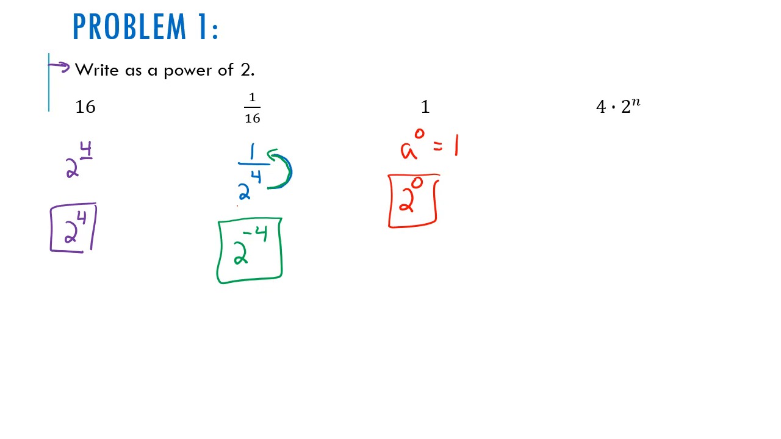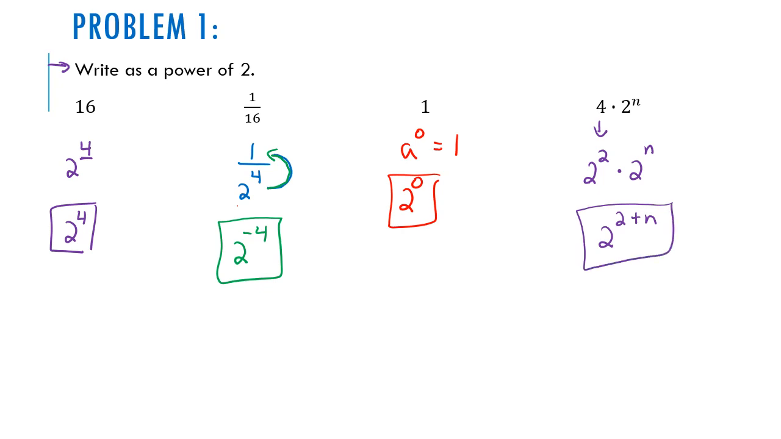And then our last one here, we have 4 times 2 to the n. We can rewrite 4 as 2 squared. And then we can use our laws of exponents to say since the bases are the same, the two exponents would be added when we have a multiplication going on. So now we've written it as a power of 2.